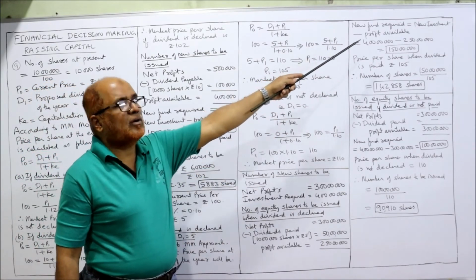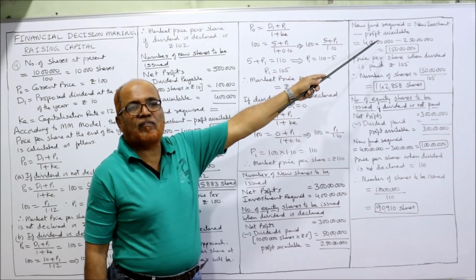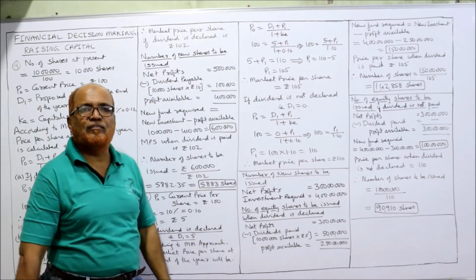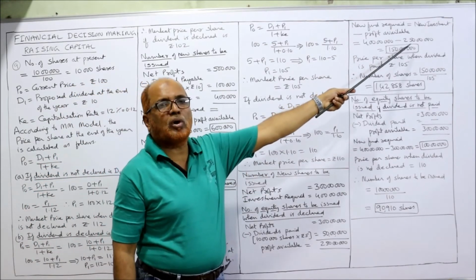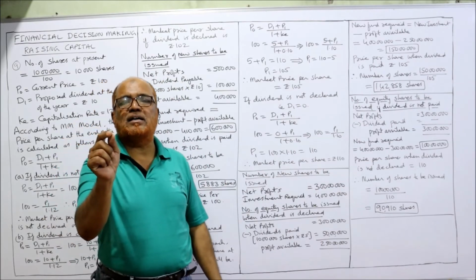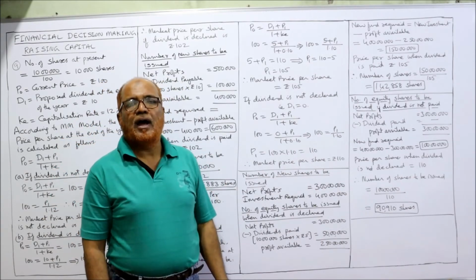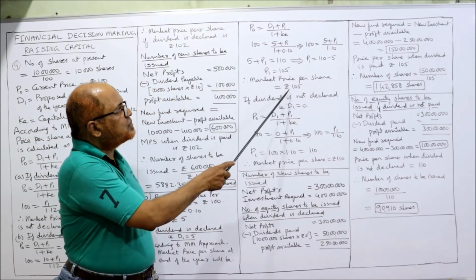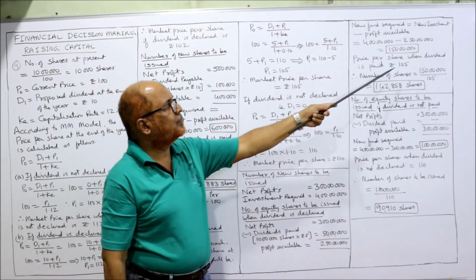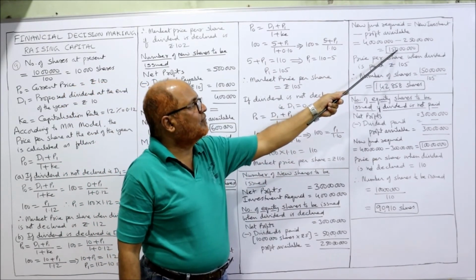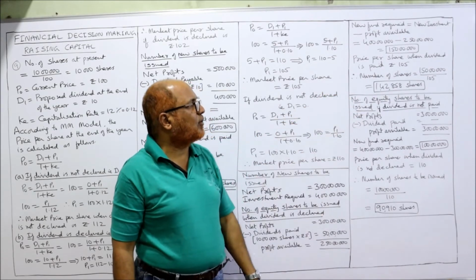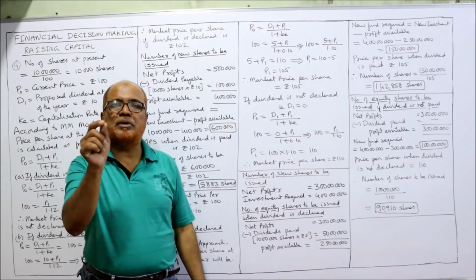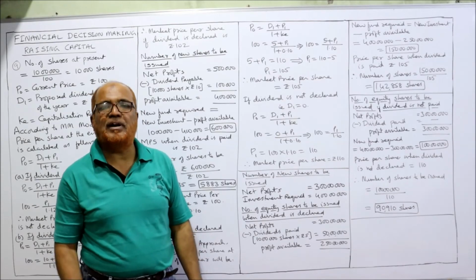Now how much is the new fund required? New investment minus profit available. The new investment is 4 crore and profit available is 2 crore 50 lakh. So 4 crore minus 2 crore 50 lakh, 1 crore 50 lakh is the new fund required. And what is the market price per share when the dividend is paid? Already we have calculated: 105. The number of new shares, 1 crore 50 lakh divided by 105, you will get 1,42,858. This is the number of equity shares to be issued to raise the required funds when dividend is paid.